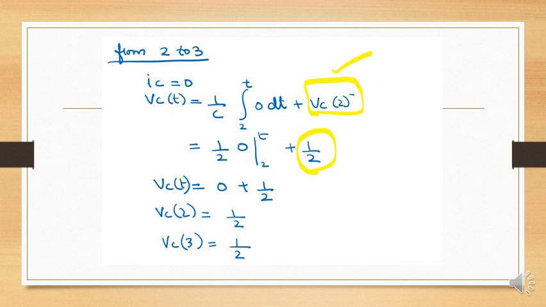After putting the values, we got Vc of 2 is equal to 1 by 2 and Vc of 3 is equal to 1 by 2.